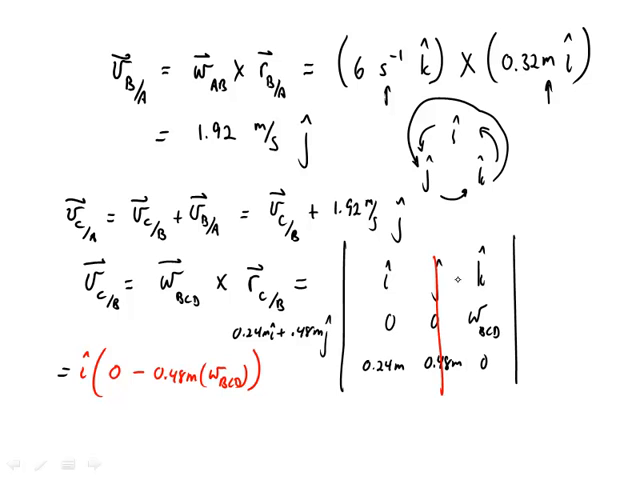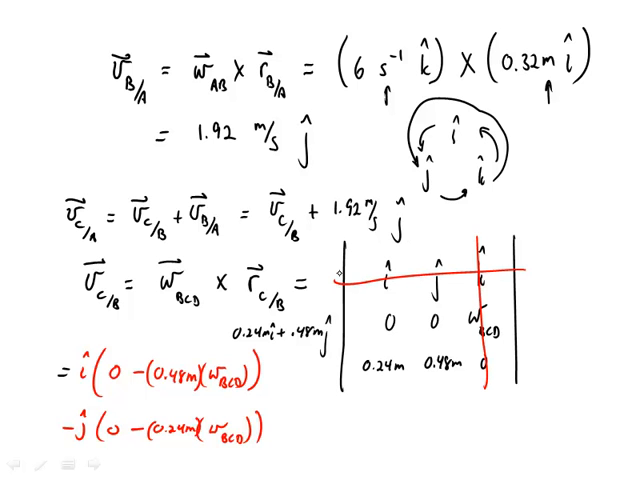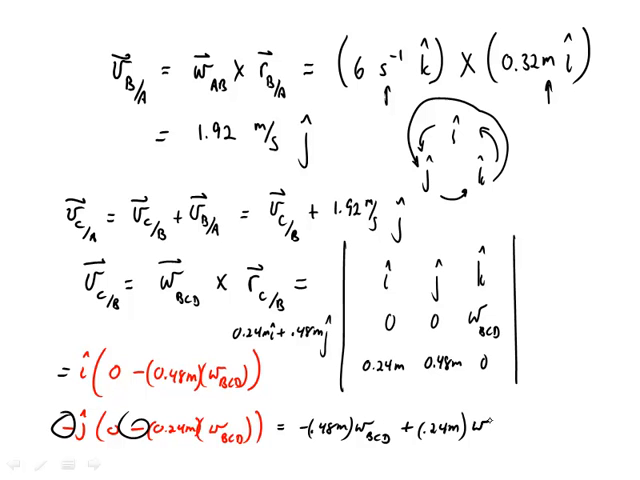Then I cross out the column and the row containing J. And so it's going to be J hat. But remember that J hat has a negative sign out in front, plus, minus, plus. 0 times 0 minus 0.24 meters times omega BCD. Finally, I cross out the column and the row containing k, and I'm going to get 0 minus 0, so that's going to be nothing. So velocity of c with respect to b turns out to be minus 0.48 meters omega BCD plus, because you have a minus sign here and here, 0.24 meters omega BCD.